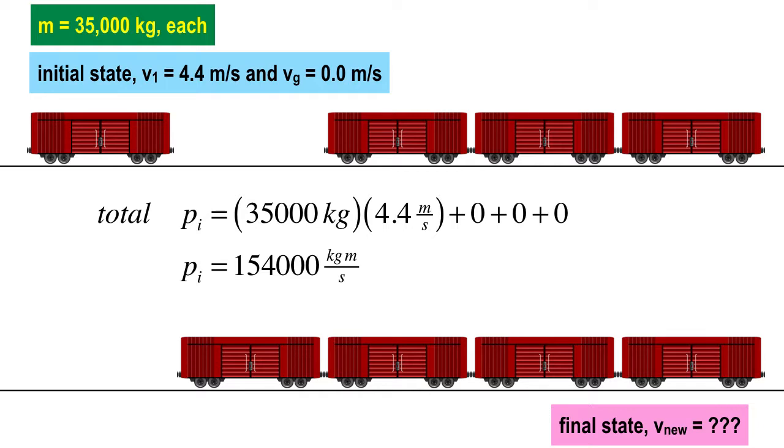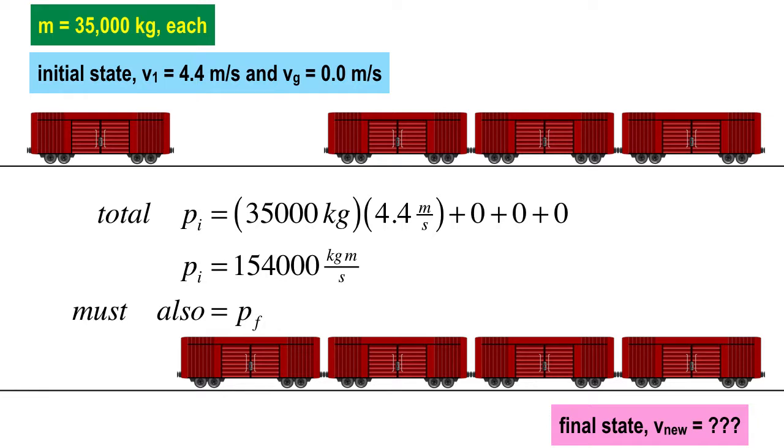Boxcar one is going to get a little bit of a shove to the left, and the three boxcars are going to get a shove to the right. And those shoves, those forces, are the same size, just opposite directions. So there's no change in the momentum. And because that is true, the momentum afterwards, P subscript F, also has to equal 154,000. Now, we're not done calculating the new velocity.